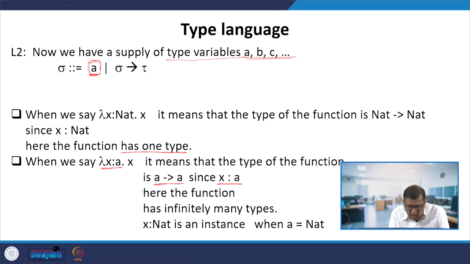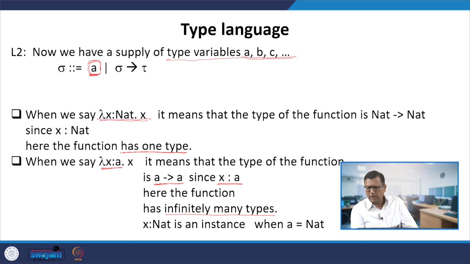Now, this function has infinitely many types. We can instantiate it with nat, so it will be x colon nat. When A is replaced with nat, we get this one. That means that in the earlier language, when we supplied that x colon nat, we used to get these types of terms.